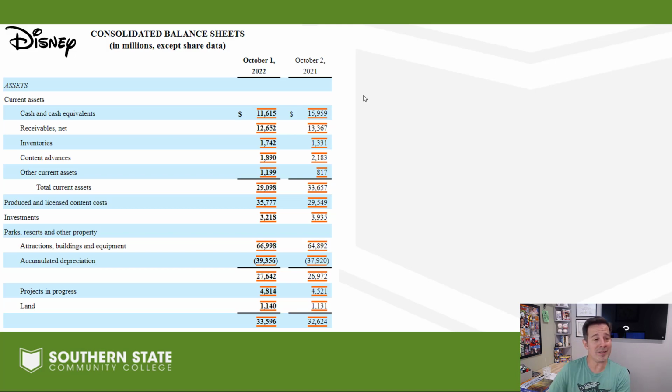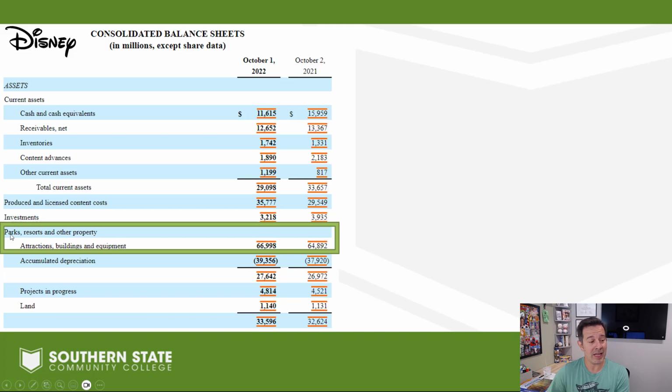As we're looking at Disney's balance sheet here, you can see they have cash and inventory and accounts receivable. And then down below that, they've got a line item for attractions, buildings, and equipment. That's under the category of parks, resorts, and other property. Now, the wording may be a little bit different, but on every balance sheet, under the assets, you're going to see a line item for property, plant, and equipment. And we're going to dig into that right here.